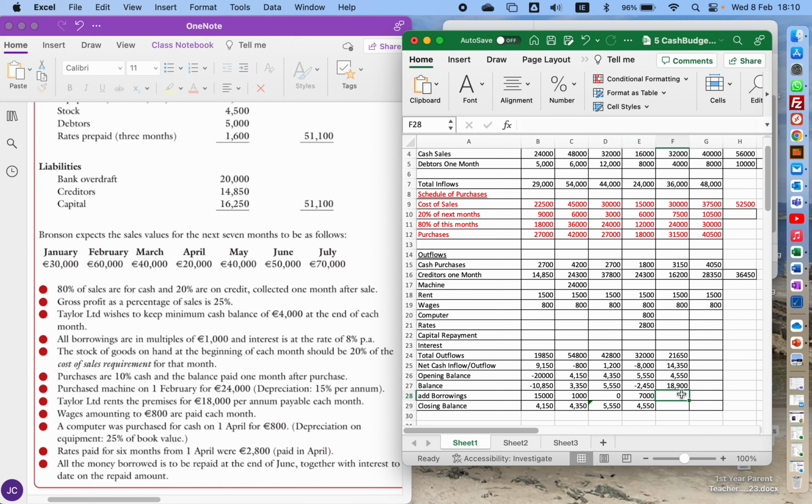And my borrowings next month, I've got 18 grand, so I don't need to borrow anything. So that means that my closing balance is 18,900. And I'm going to start off with 18,900 at the beginning of next month.